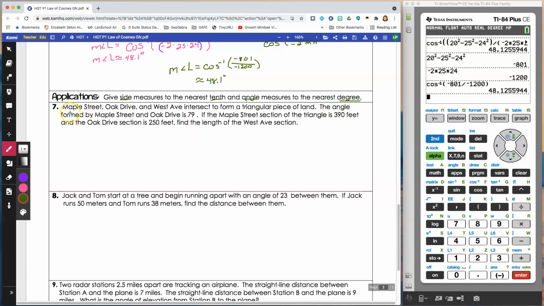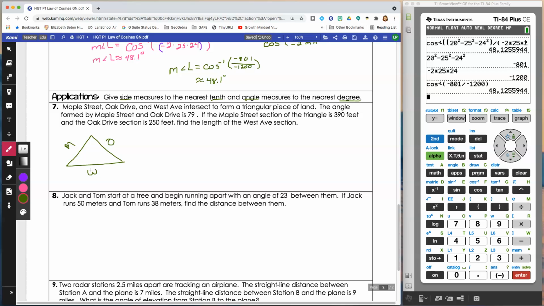Okay, so example 7. Maple Street, Oak Drive, and West Avenue intersect to form a triangular piece of land. The angle formed by Maple Street and Oak Drive is 79. Okay, now before we go on, let's just stop here. This is already going to be overwhelming, so the first thing I recommend whenever doing word problems is to go ahead and draw a picture. So here's my triangle, and I want to label Maple Street, so I'm going to put an M for Maple Street. Oak Drive, I don't like to use an O because it confuses me, but I'm going to. So this is Oak Drive, and here's West Avenue.